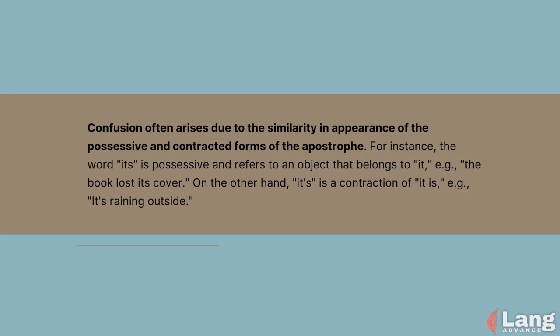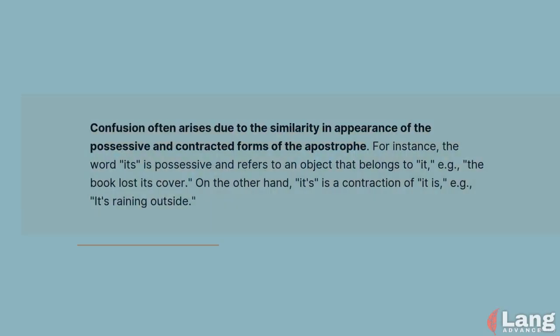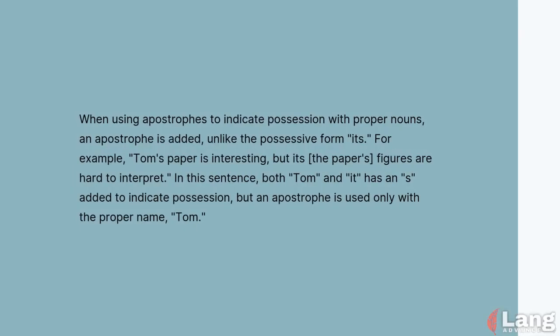On the other hand, it's is a contraction of it is. For example, it's raining outside. When using apostrophes to indicate possession with proper nouns, an apostrophe is added, unlike the possessive form its. For example, Tom's paper is interesting, but its figures are hard to interpret. In this sentence, both Tom and it have an s added to indicate possession, but an apostrophe is used only with the proper name, Tom.